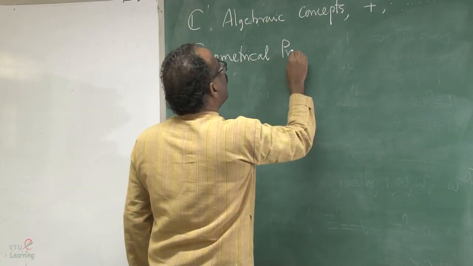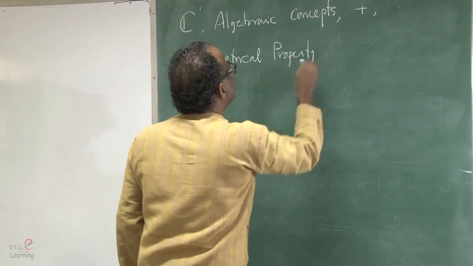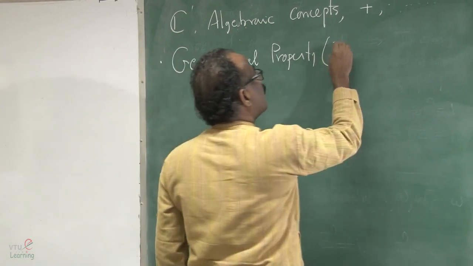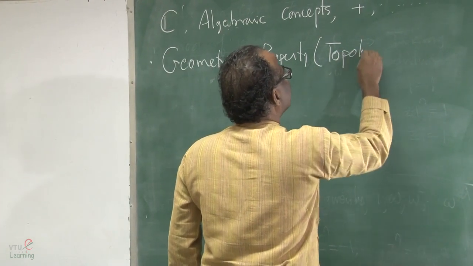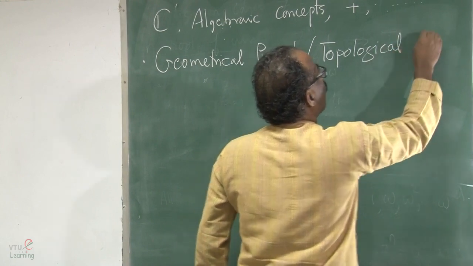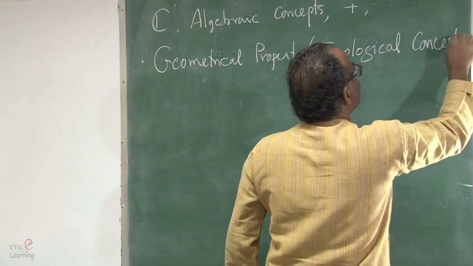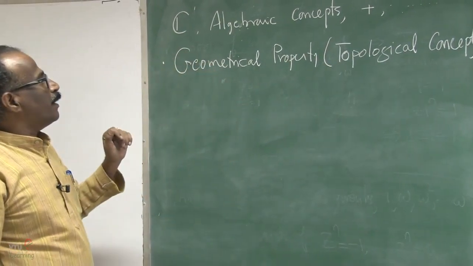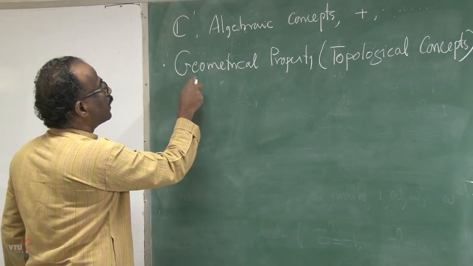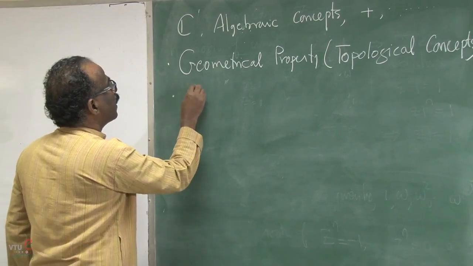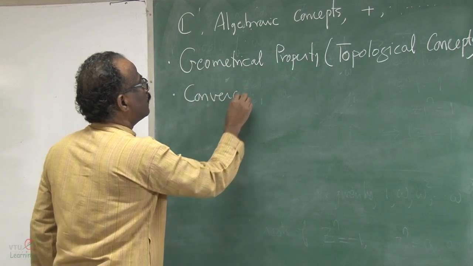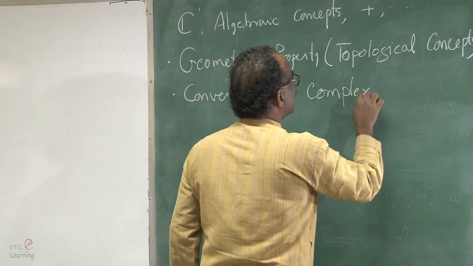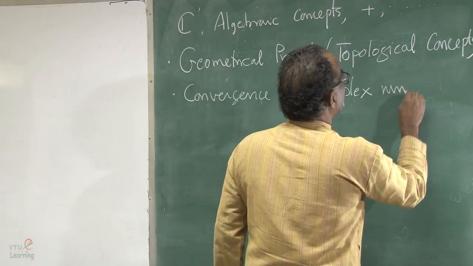I will not elaborate on this, but in modern terminology, this is also called topological concepts. You may think that is a new terminology or a new word, but do not worry about it. What I am going to do is what we call a convergence of complex numbers. This is what I am going to introduce in the next few minutes.